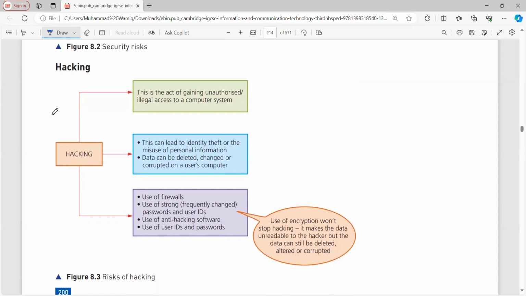First of all, I have hacking. Basically, hacking means gaining illegal or unauthorized access. For example, if I gain illegal or unauthorized access to someone's computer without their knowledge, this is the concept of hacking.